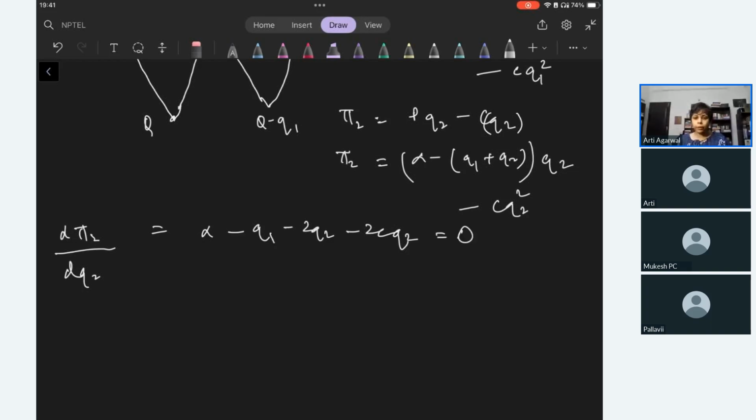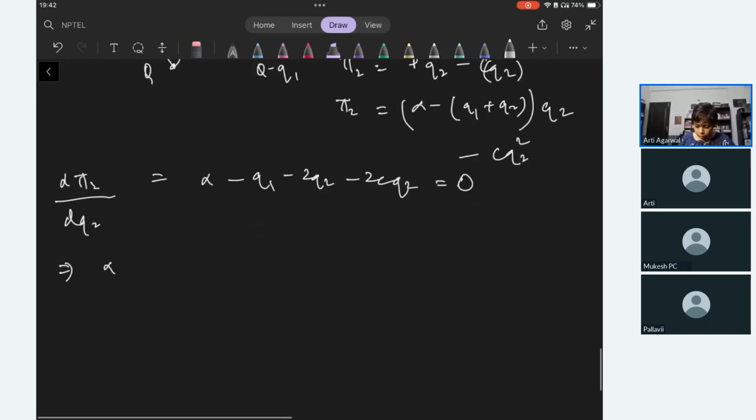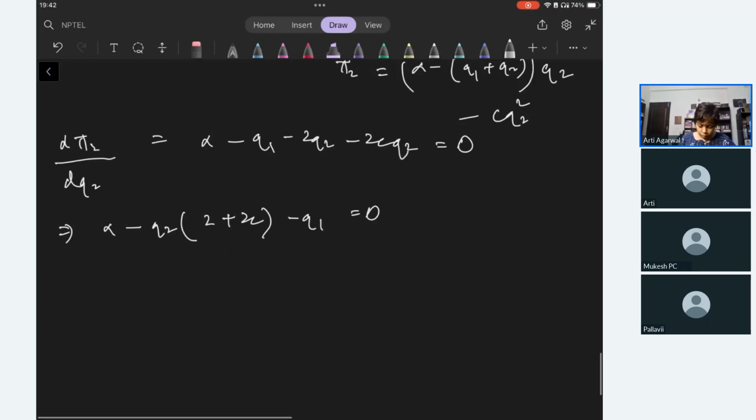Okay, so this is the relation we will get. This is the condition for maximization of profit with respect to quantity Q2. Let's just simplify this. Q2 is equal to alpha minus Q1.